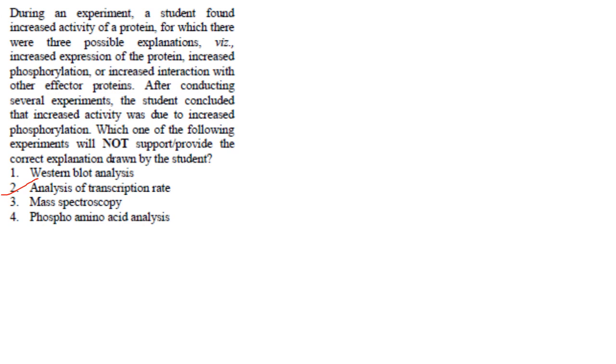Western blot analysis can provide support. Analysis of transcription rate, they have already told that after conducting several experiments, the student concluded that increased activity was due to increased phosphorylation, and phosphorylation is a post-translational modification. So analysis of transcription rate will not provide the correct explanation. So answer is option 2.